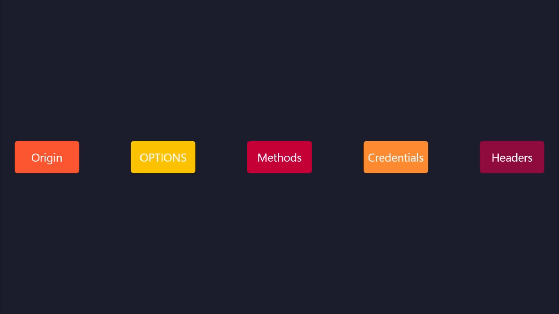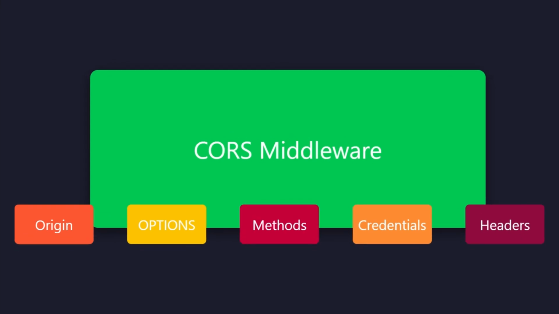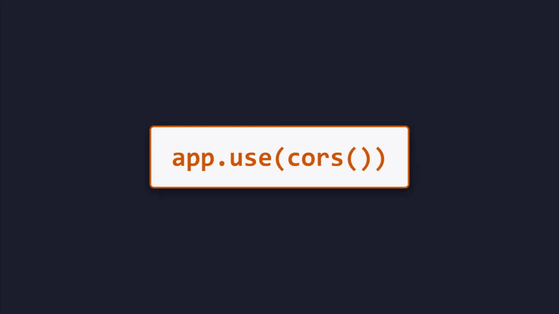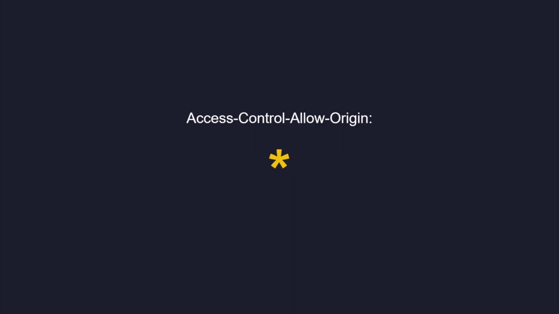Manually managing these headers for every possible scenario is tedious, so most developers use the official cross-origin resource sharing middleware package. This library handles the complex logic of matching origins and responding to preflight options requests automatically with minimal configuration code. After installing the package, you can apply it globally to your Express application using the app.use method. By calling the function without any arguments, you enable a basic configuration that allows all origins to access your resources using a wildcard symbol.